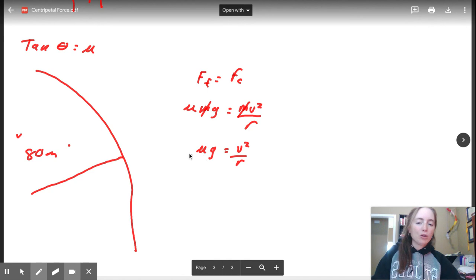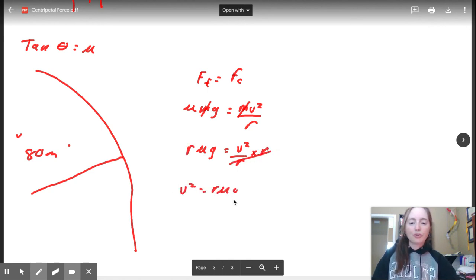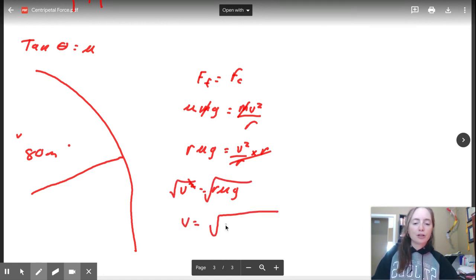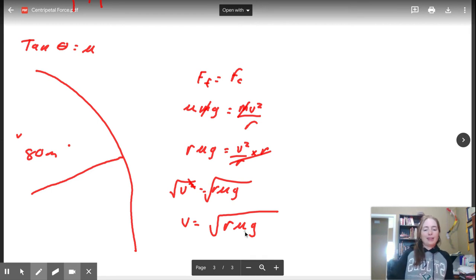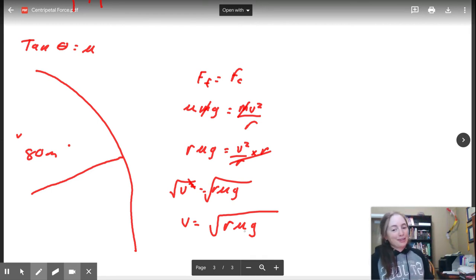I'm going to multiply r over, and then I'm left with v squared equals r mu g, and then I square root that. So ladies and gentlemen, your speed limit is determined by square rooting the radius times mu g, and if it's a banked curve, you'd use tan theta to get your mu times g. So that, ladies and gentlemen, is how you would determine the speed limit.